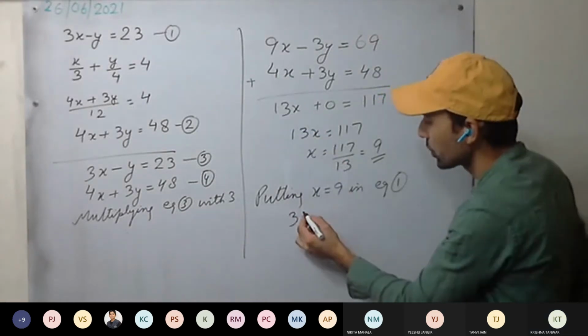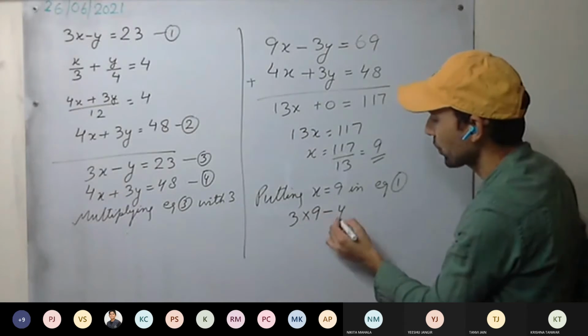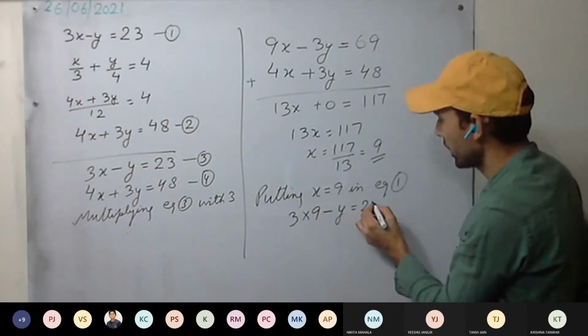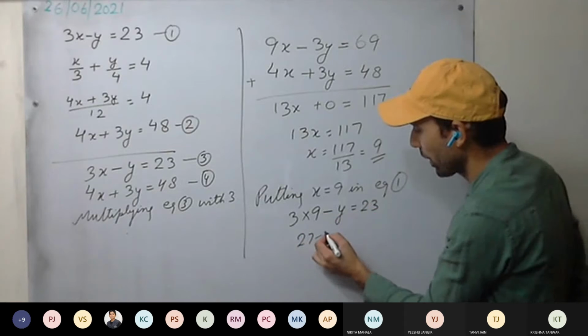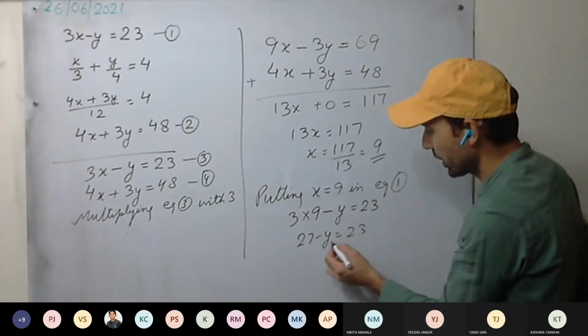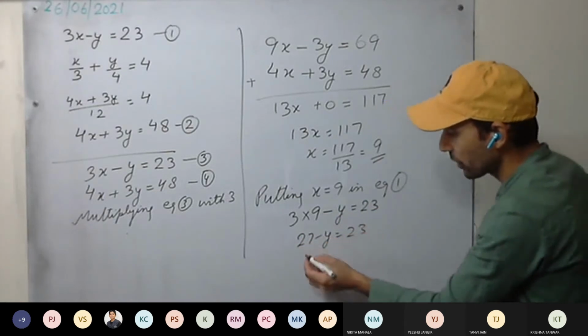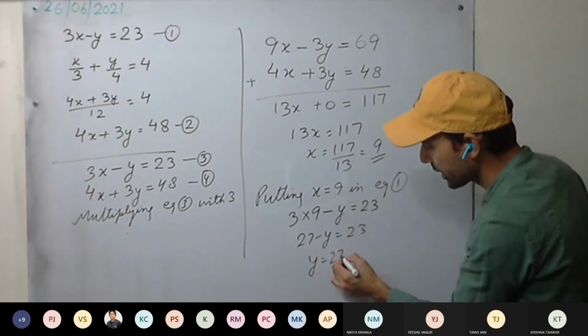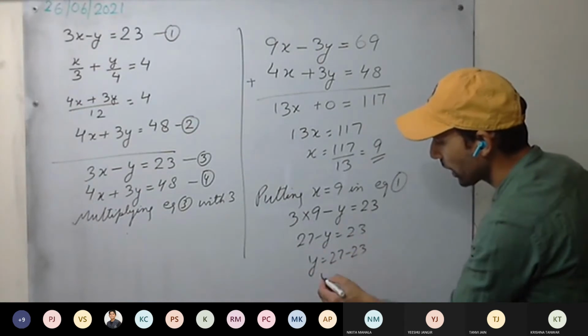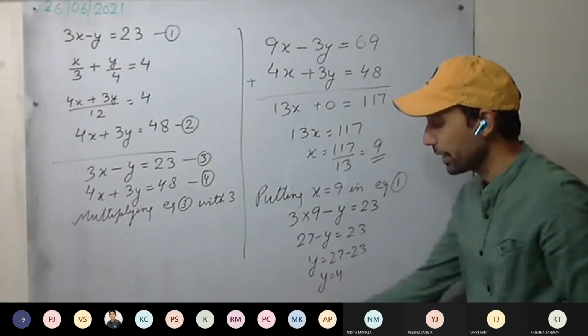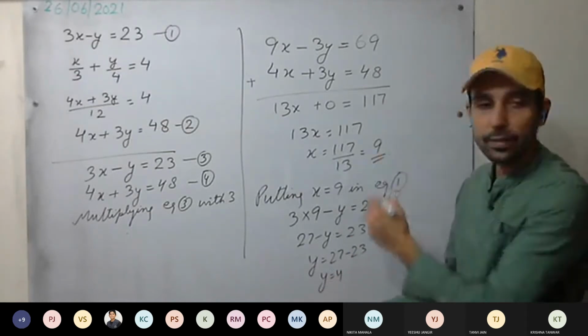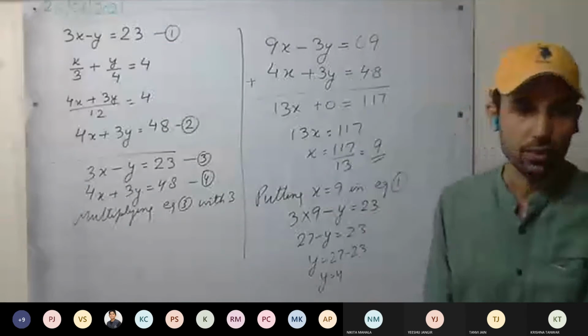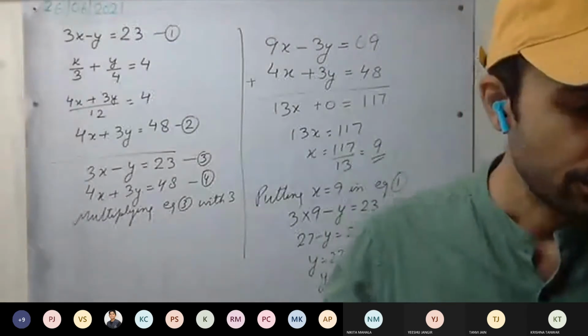Putting it in the first equation: 3 into 9 minus y equal to 23. It is 27 minus y equal to 23. Taking y to this side, y equal to 27 minus 23, so y equal to 4. So at last, write x equal to 9 and y equal to 4. Okay. Try the third one.